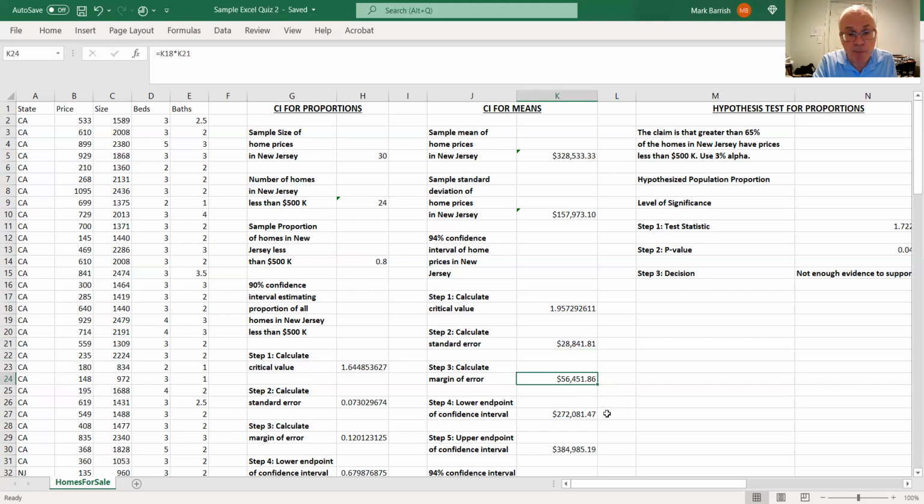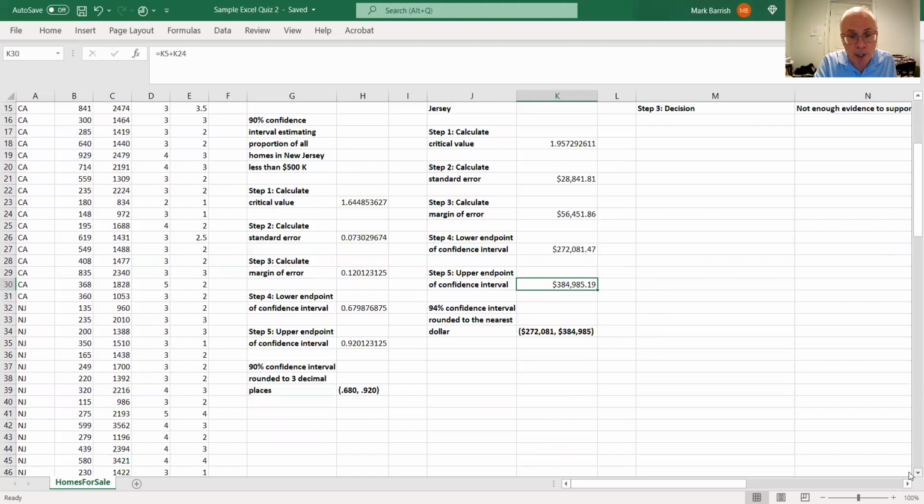Once again, to get my lower endpoint of the confidence interval, I take the sample mean way up here, $328,533, and subtract the margin of error. So it's going to be K5 minus K24 is my lower endpoint. And then the upper endpoint is going to be the sample mean plus the margin of error. Again, using formulas, not using numbers.